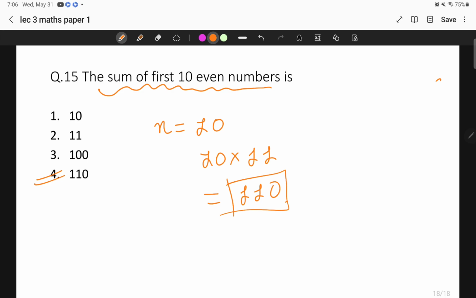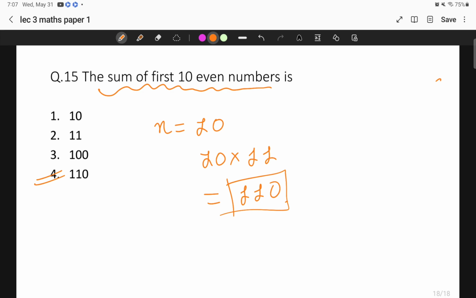I will highlight one more thing: whatever tricks I have given you for the summation of the first 10 odd numbers, 20 odd numbers, 30 odd numbers, or the summation of the first 10 even numbers, 20 even numbers, first 100 even numbers, whatever number they mention, just go through the tricks once and make a note of them, so that you can simply solve the question without wasting your time.